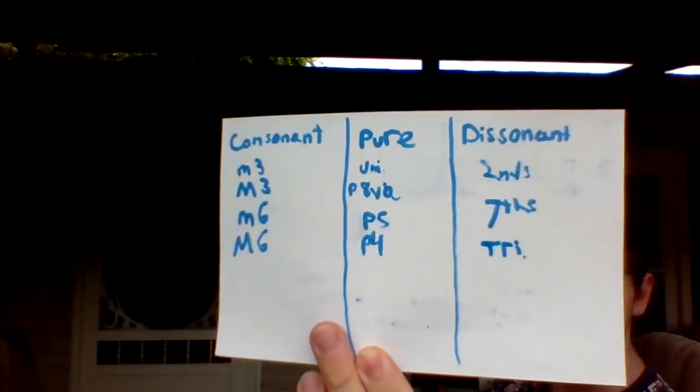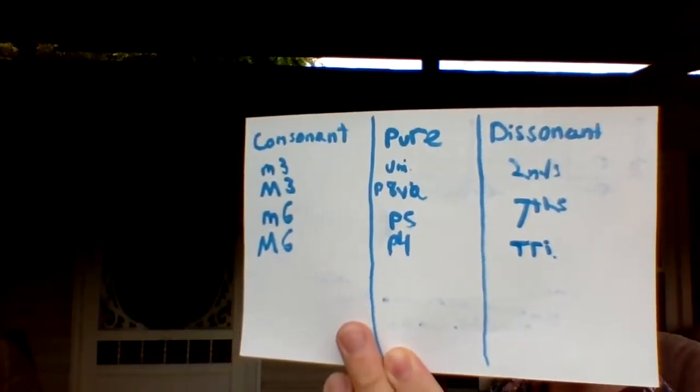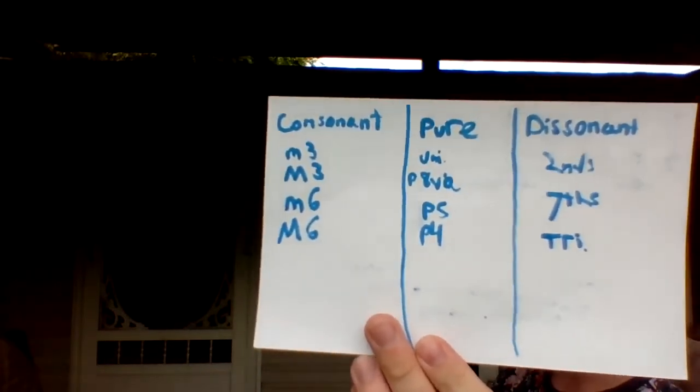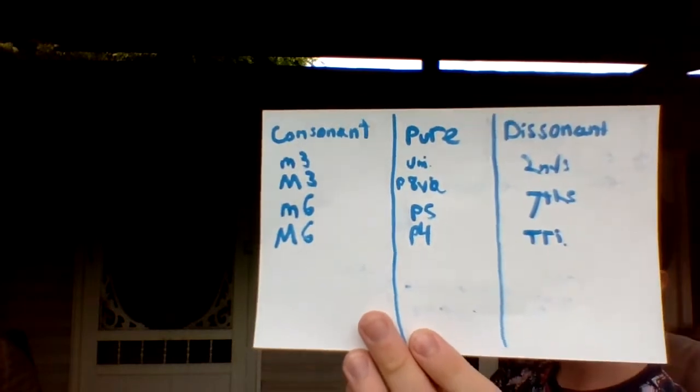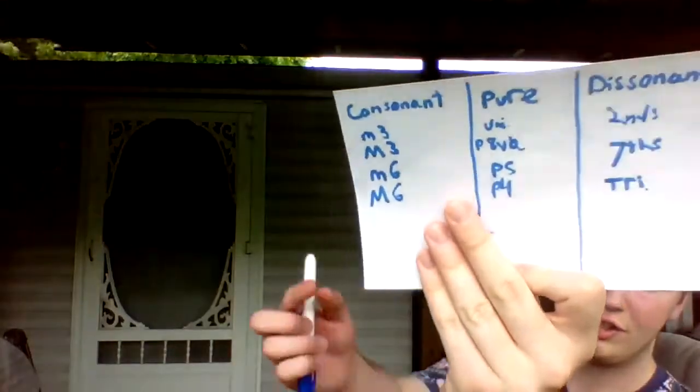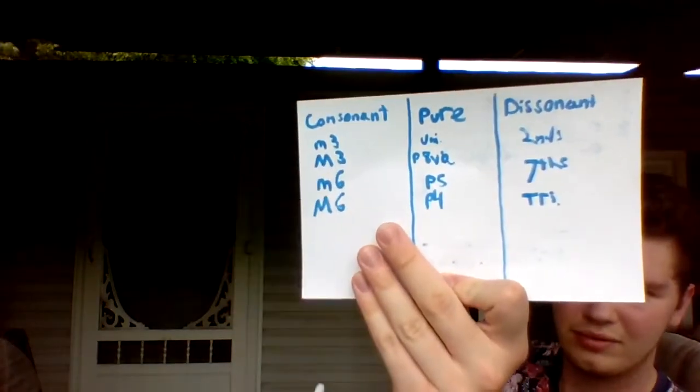Seconds, sevenths, and tritone are dissonant. Perfect unison, fourth, fifth, and octave are pure, and then consonant are our thirds and sixths. Sorry, that might look like a 2. Those are meant to be 6s, by the way. Okay.